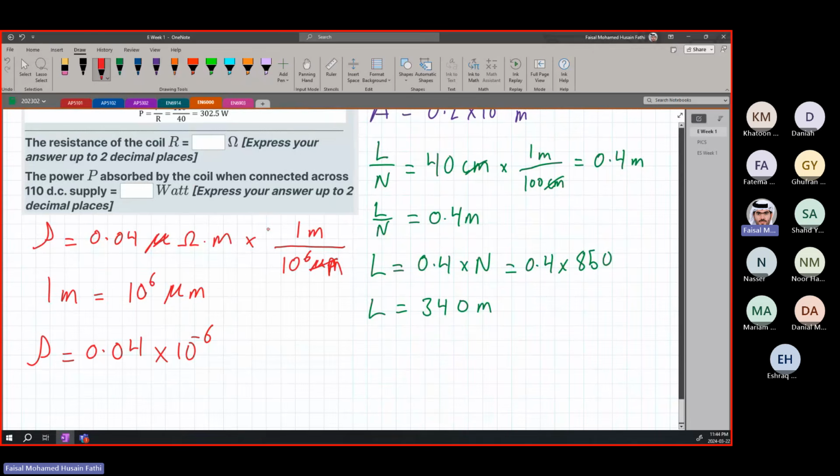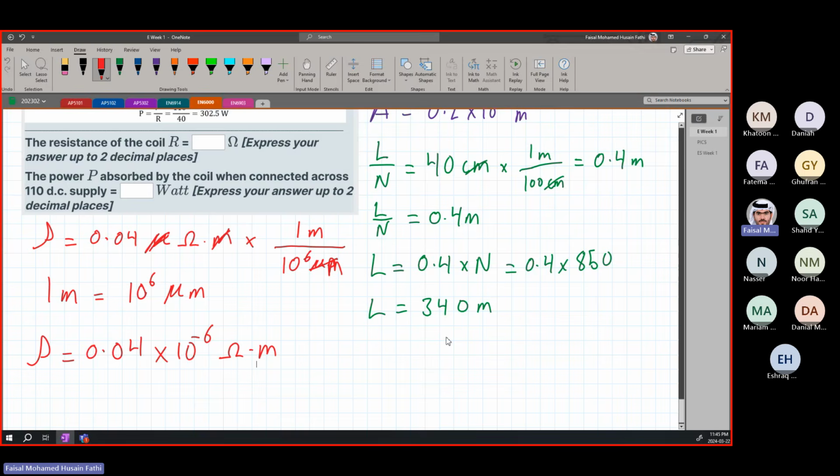The minus 6 will go up. This cancels as well, micrometer. Ohm times what is remaining, the meter. So we converted this now into meters as well. All right? Remember that micro is 10 to the power of 6. When you have micro, it's 10 to the power of minus 6 actually, but when you're comparing it to meters. All right?